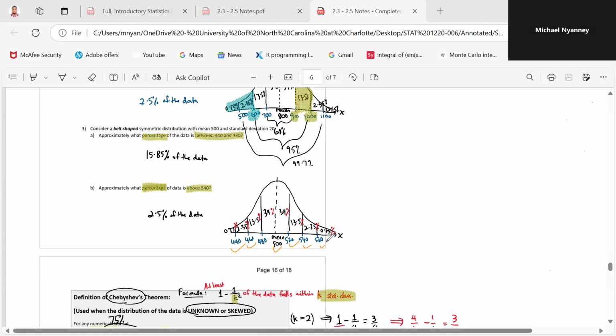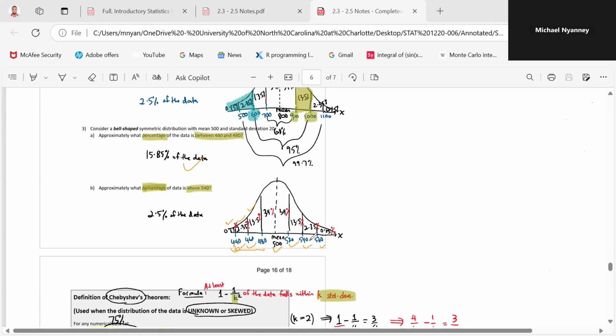Now we come back to the question. Approximately what percentage of the data is between 440 and 480? So where is 440? So 440 and 480. There's the interval. With this interval, you have to add them up. So we have 0.15%, 2.35%, and 13.5%. You add them up, you're going to get 15.85%.